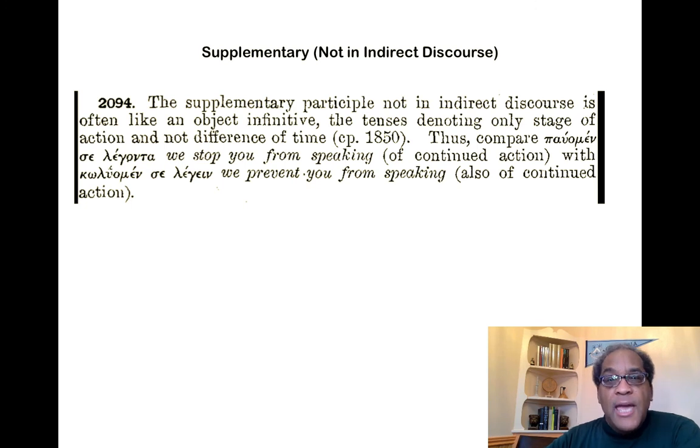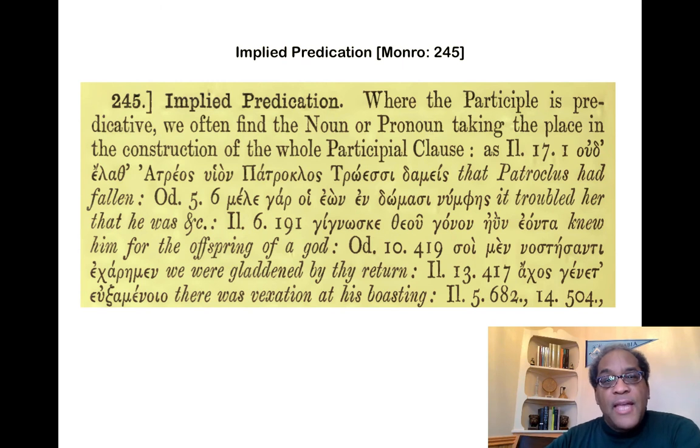Okay, then otherwise we have the supplementary participle not in indirect discourse, which is often just like an object infinitive, the tenses denoting only the stage of action and not a difference of time. You can look at these examples of Smyth, but I'm going to jump to the examples that Monro gives us, where he describes this as implied predication. He says, where the participle is predicative, we often find the noun or pronoun taking the place in the construction of the whole participial clause. That's a little convoluted, but if we look at these examples, you'll see what's going on.